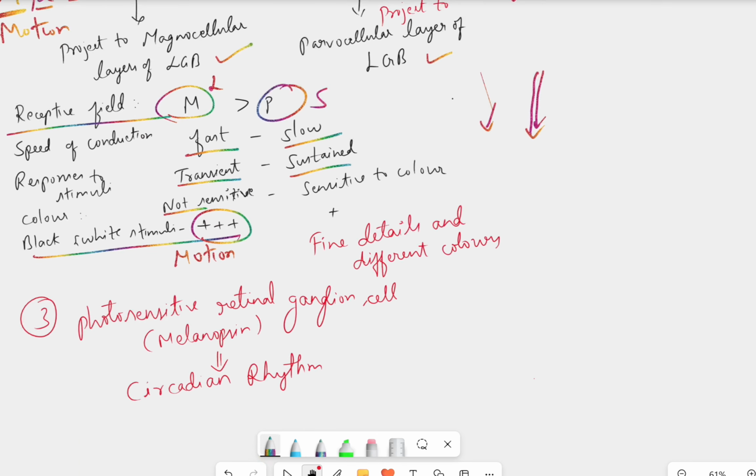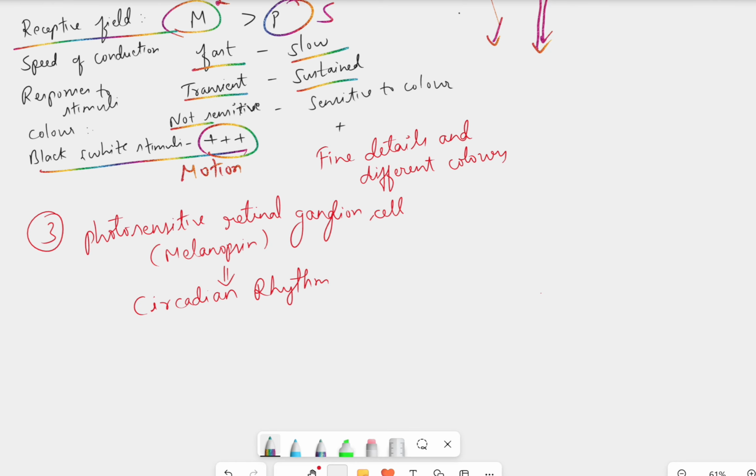Now there is a third specialized group of retinal ganglion cells which has been identified. They are also called IPRGCs. RGC means retinal ganglion cell. IP stands for intrinsically photosensitive retinal ganglion cells. If you Google, you'll get a lot of information about this cell. This cell is photosensitive, meaning it contains a pigment called melanopsin, and it responds directly to light intensity. This mainly responds to blue light.